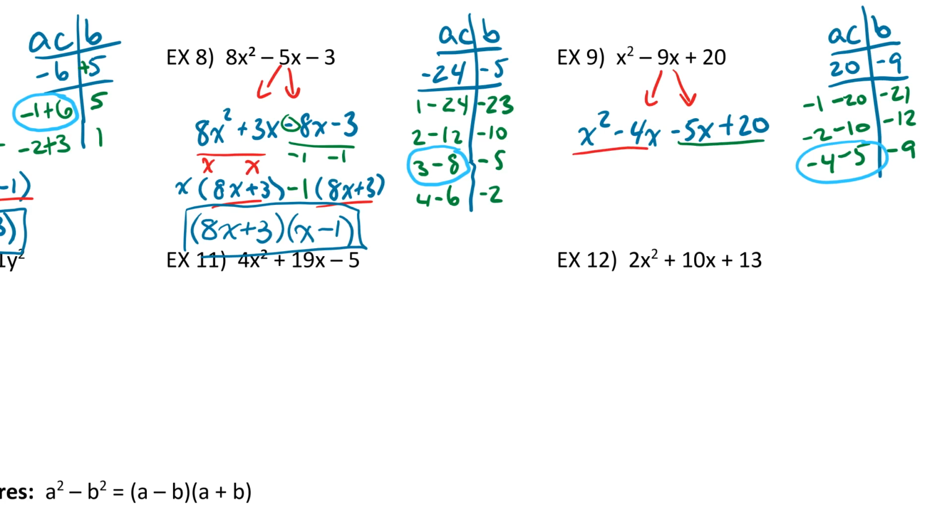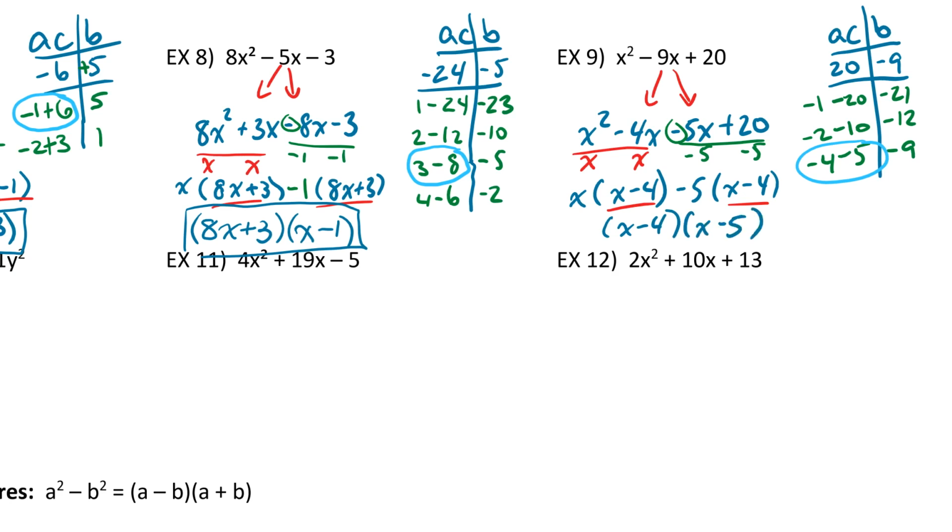So for the first group, we can take out an x, and we'll have x times x minus 4. For the second group, we can take out negative 5, because remember, it starts with a negative. So we're going to have negative 5 times x minus 4. Insides match, and so we're going to have x minus 4 times x minus 5.